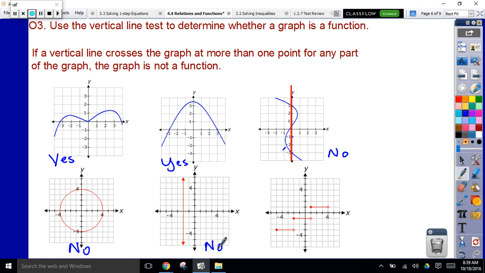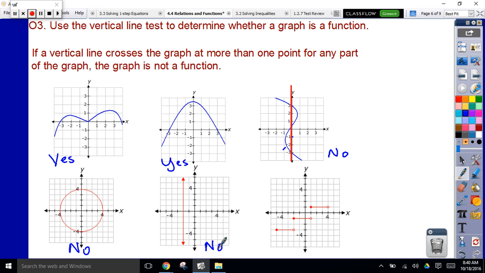Okay, what about this one? This one's kind of weird. Think about what your closed and open circles mean when you're graphing inequalities. I'm going to have a volunteer to tell me whether this one is a function or not. Gretchen, what do you think? I would say no. Okay. I think it is. Okay, so your first impulse is no, now you're switching over to yes. Athena, what do you think?